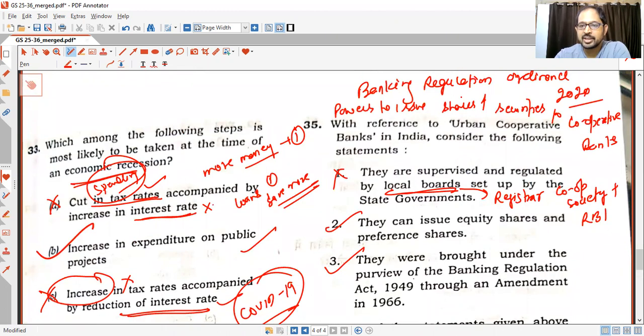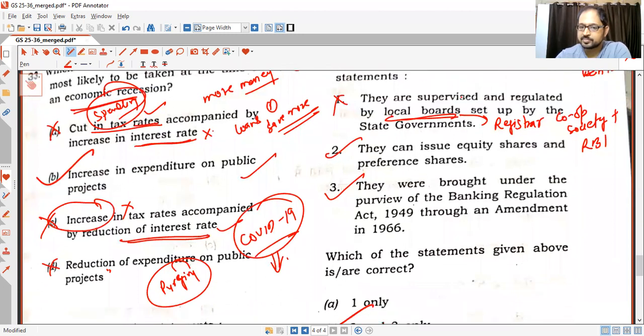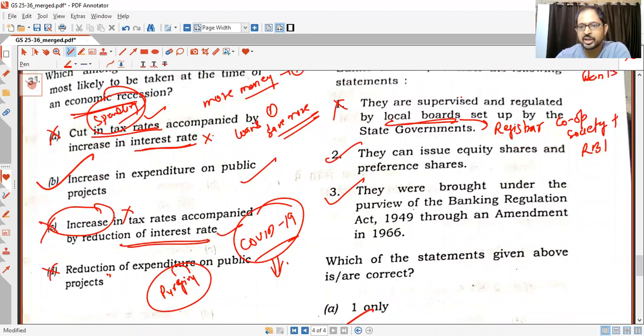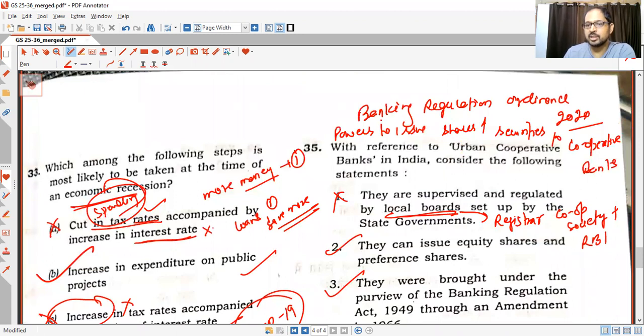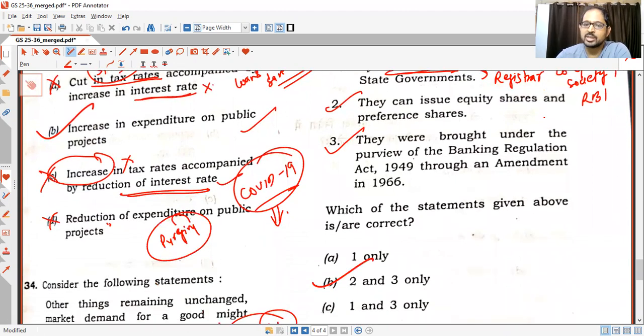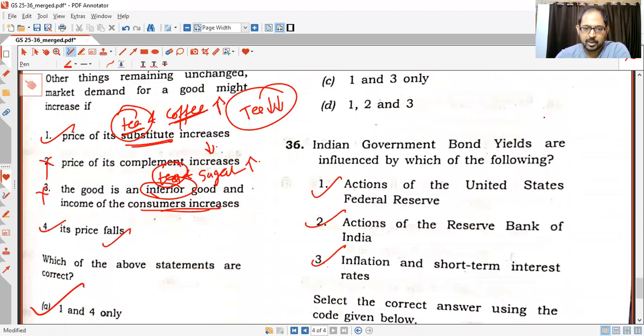Then the first point, they are supervised and regulated by local boards set up by the state government. No, cooperative banks are supervised jointly by the Registrar of Cooperative Societies under the state government plus the RBI, not by local boards. So statement 1 is incorrect. Then the third statement, they were brought under the purview of the Banking Regulation Act 1949 through an amendment in 1966. This is also correct. This was also in the newspaper where they have given the Banking Regulation Ordinance 2020. So this was a very recent current affairs economy direct question again. Points 2 and 3 are correct. So the answer is B.